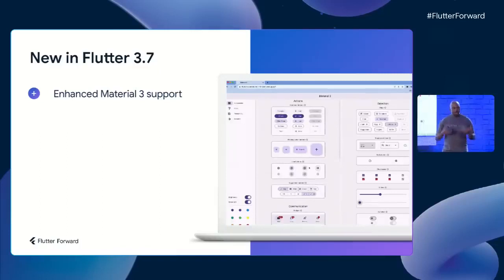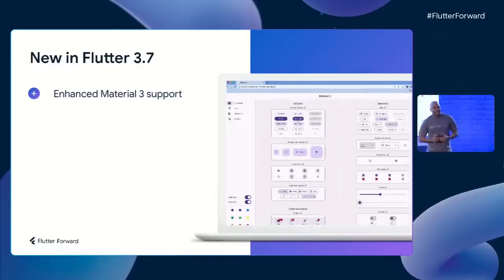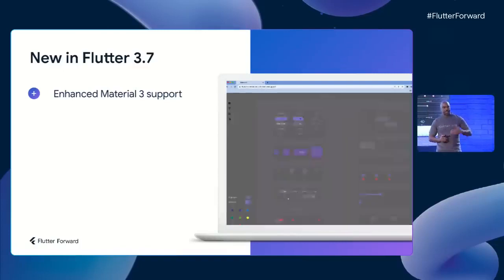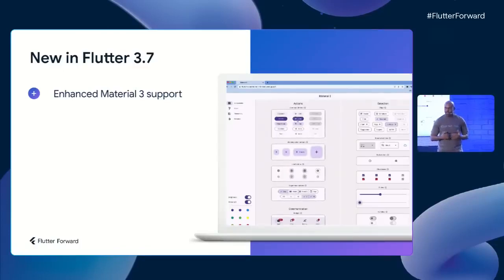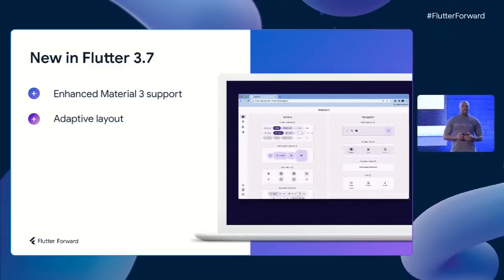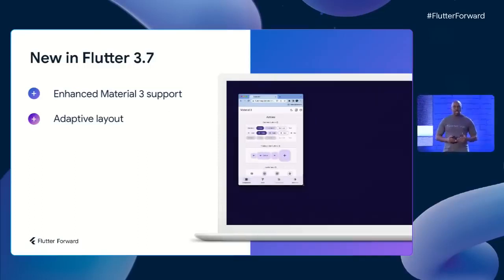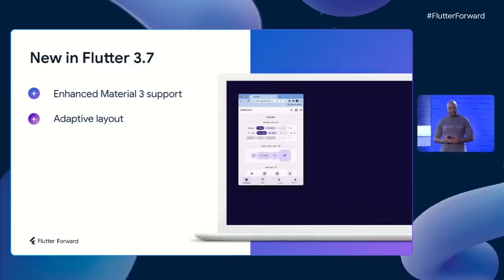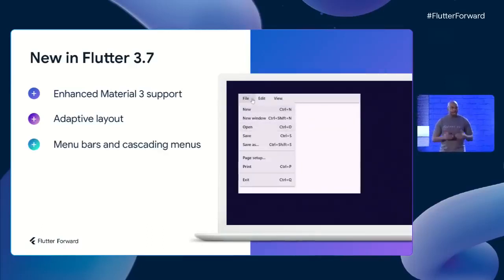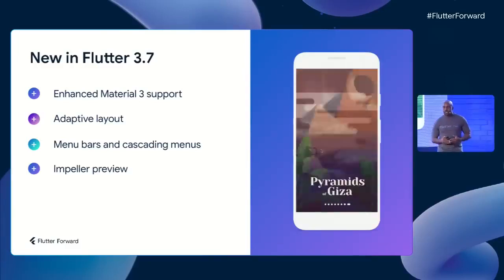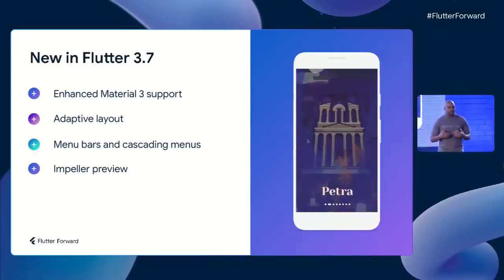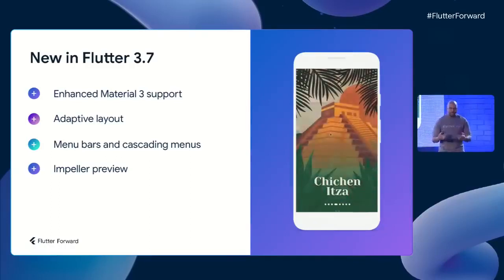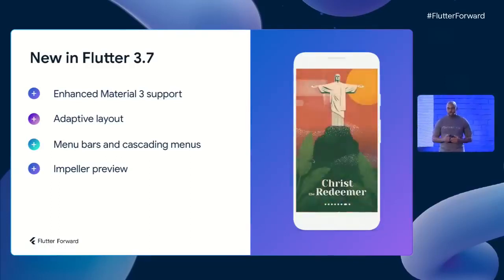So we've enhanced Material 3 support, as you've heard already. And this includes migration of widgets such as radio buttons, sliders, and badges to Material 3. We have adaptive layouts, which enables your app's UI to automatically scale to look great on various screen sizes. We've got menu bars and cascading context menus, which are fully customizable to your app's needs. We've made Impeller, which is the graphics rendering engine that we've been building, available now as a preview for you to use in iOS versions of your app.